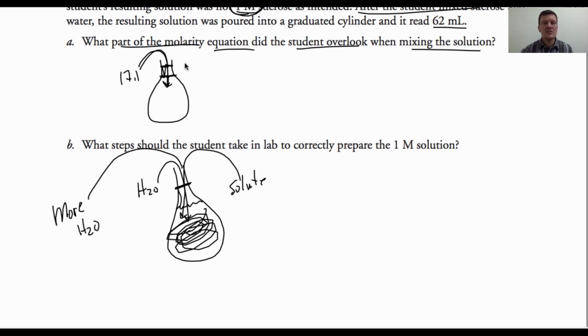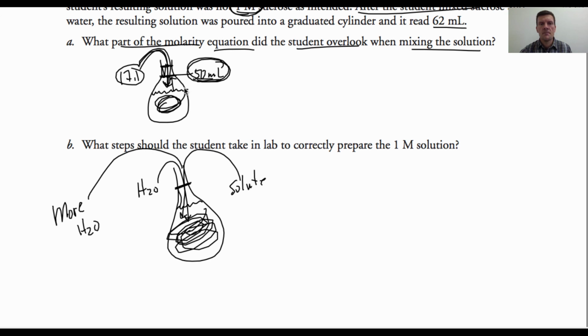So what he needed to do is he needed to add water way below the 50 milliliter mark. If he wants 50 milliliters to be his final volume of his solution, add water below that, then add your solute, stir it all up, get everything dissolved of the 17.1 grams. Then once it's all dissolved, add more water to bring it up to the 50. Now you've got 17.1 in your 50 milliliters.